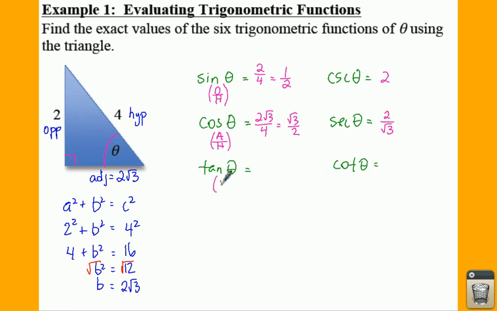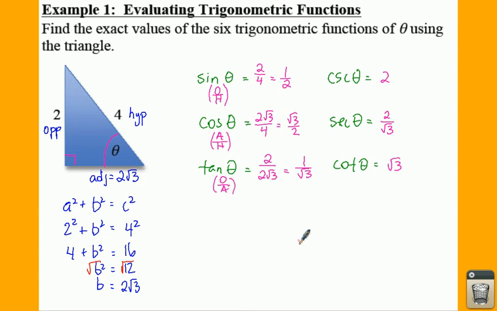Finally, your tangent, that's your opposite over your adjacent. And you're going to plug in your opposite side, which is 2, over your adjacent, which is radical 3. Or if you simplify that, 1 over radical 3, which gives you your cotangent, which would just be radical 3.